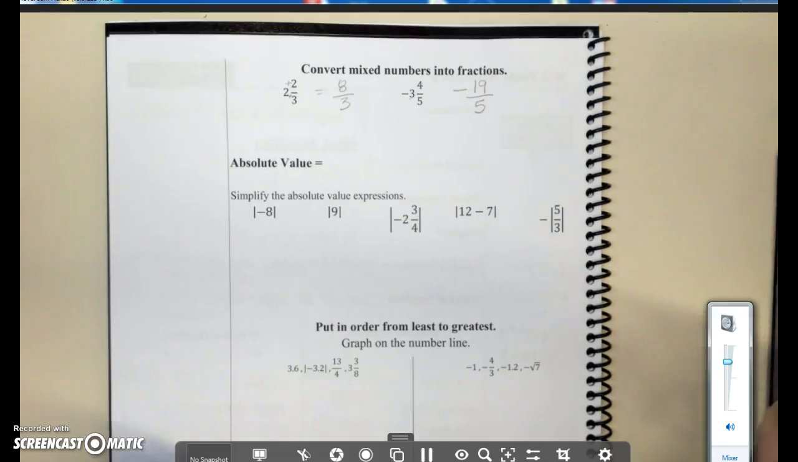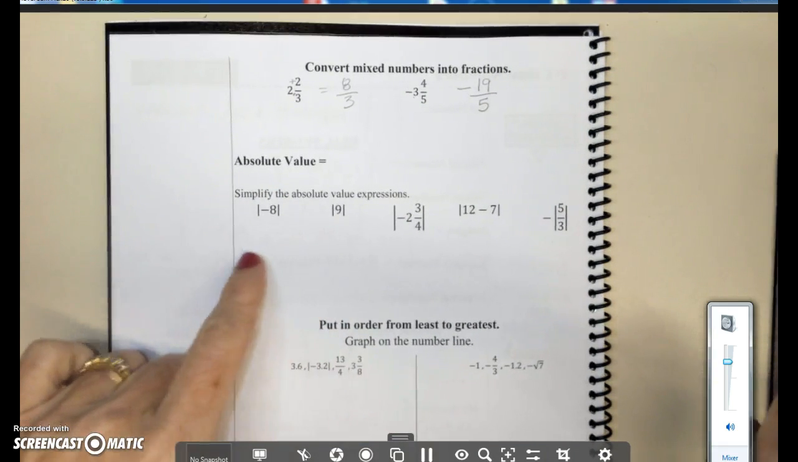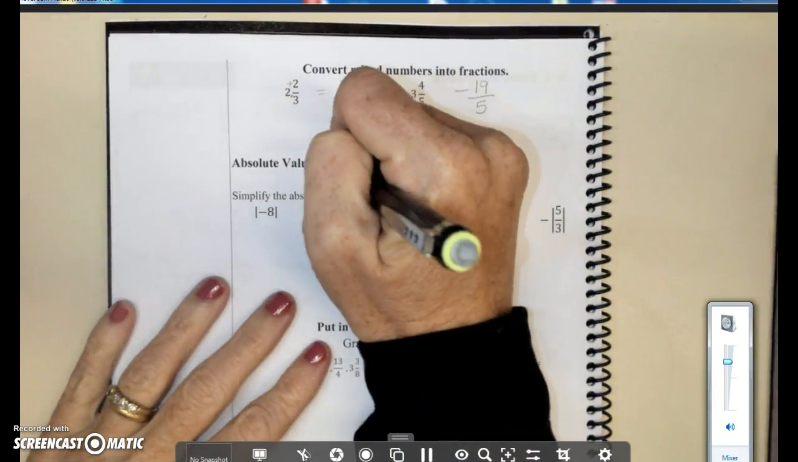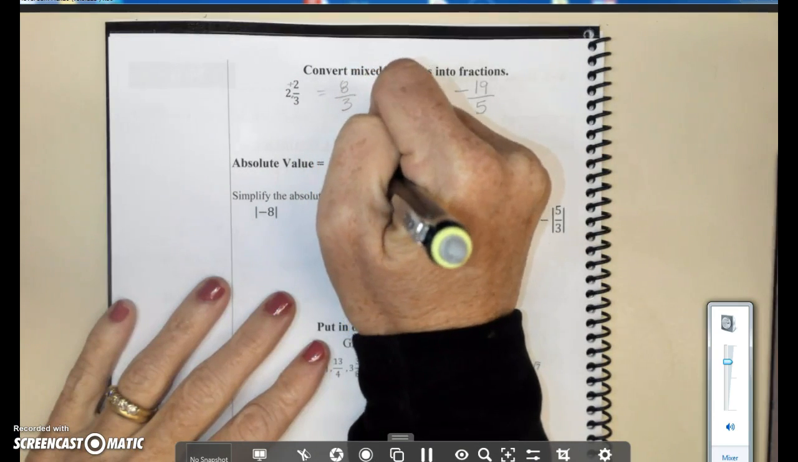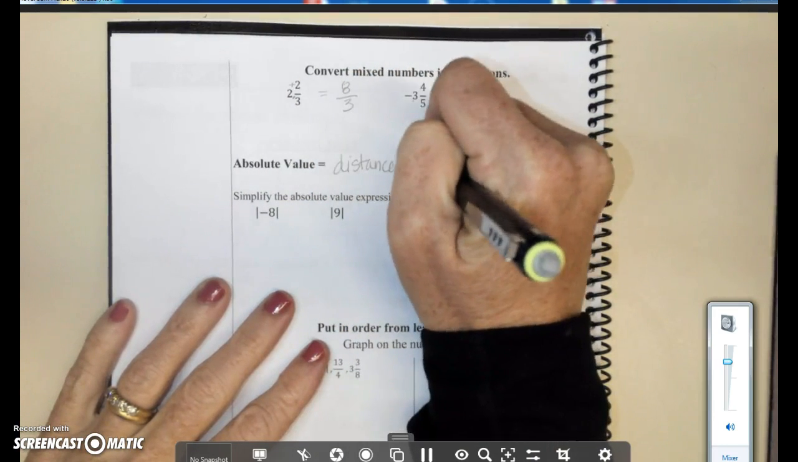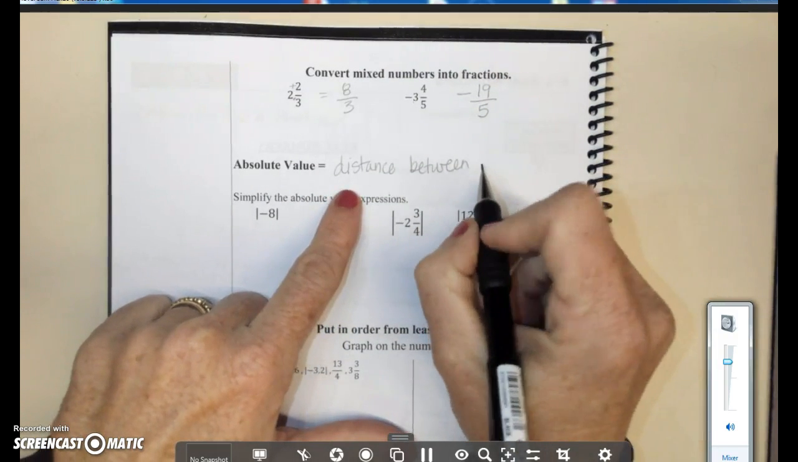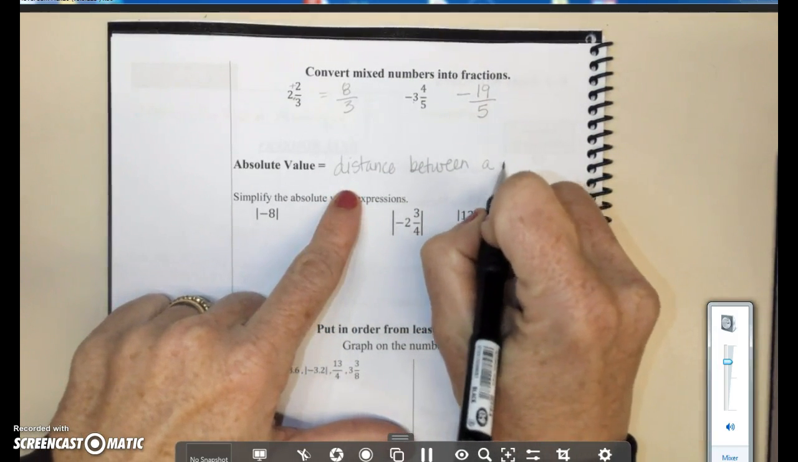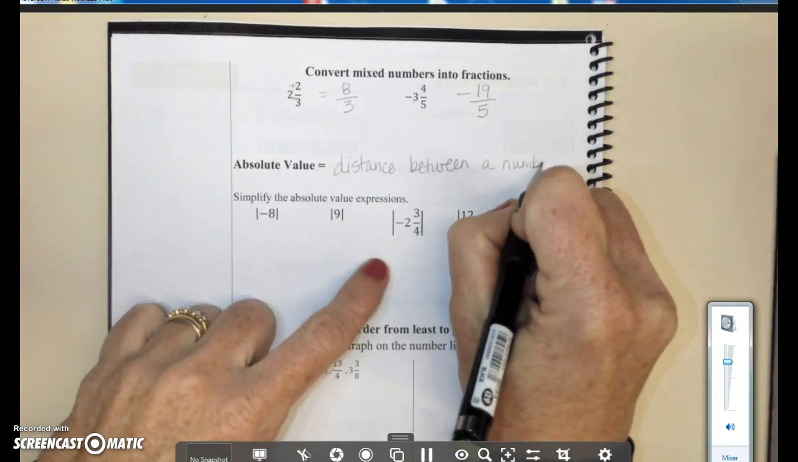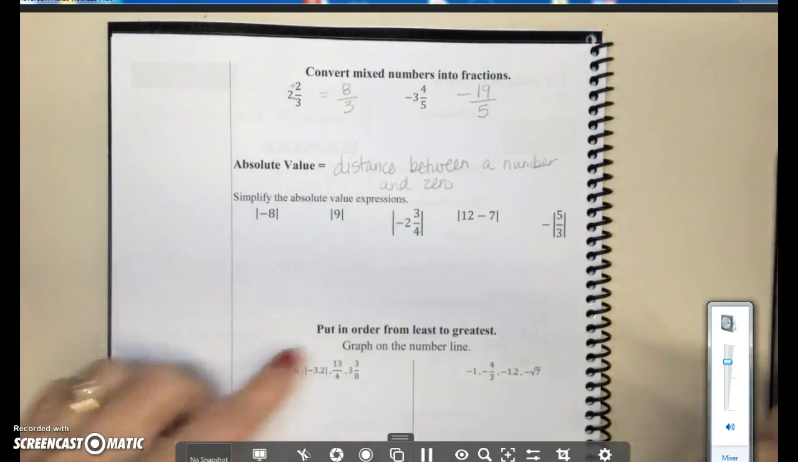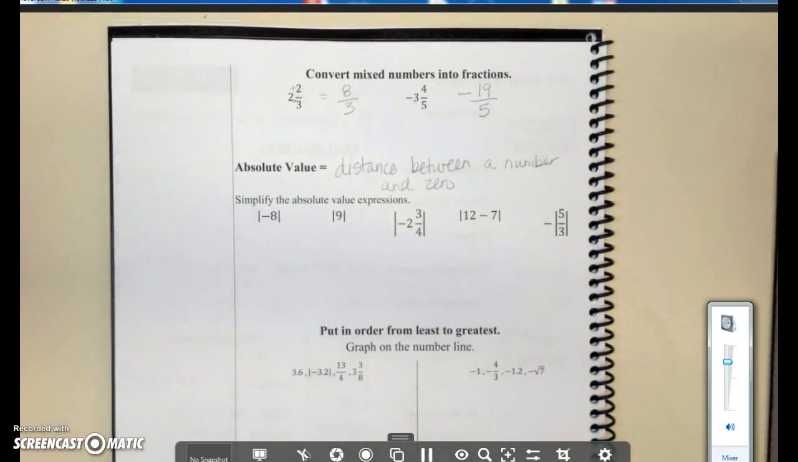Good. Okay, absolute value. So this is something that can get sort of confusing, but it's actually really simple. Absolute value is just the distance between a number and 0. That's all it is. How many steps do you have to take to get there? A number and 0.